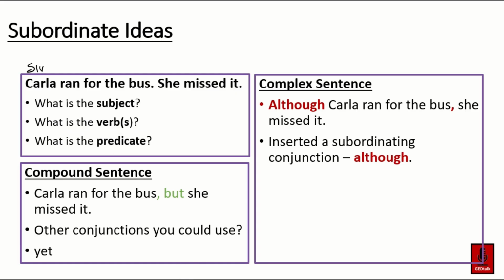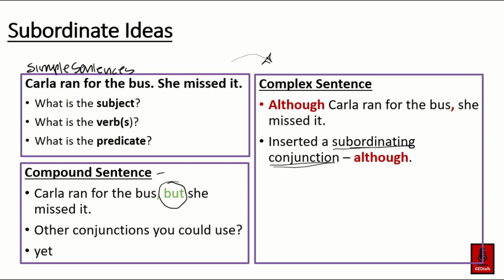So on the screen, what I want to share with you is how you can go from having simple sentences like we see up here to creating compound sentences by including that coordinating conjunction. Remember, it has to be a logical one. Or you can turn those simple sentences into complex sentences by introducing a subordinating conjunction. So we went from Carla ran for the bus, period. She missed it, to Carla ran for the bus, but she missed it. Or although Carla ran for the bus, she missed it.